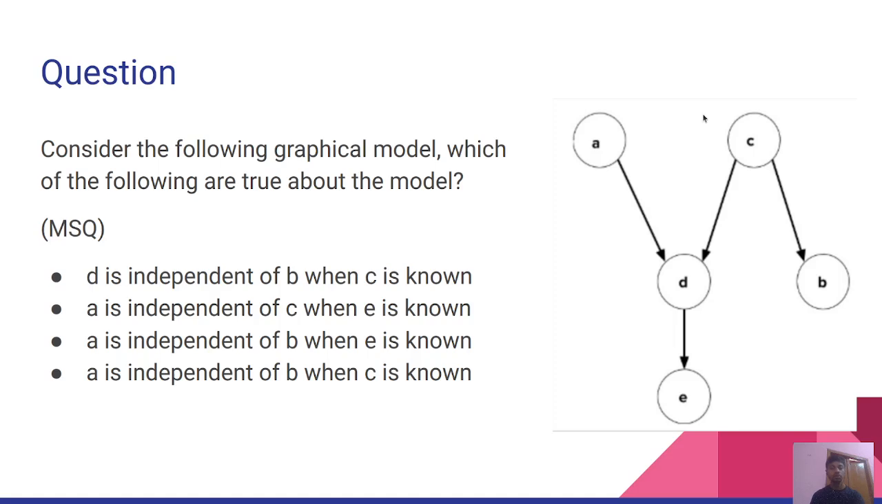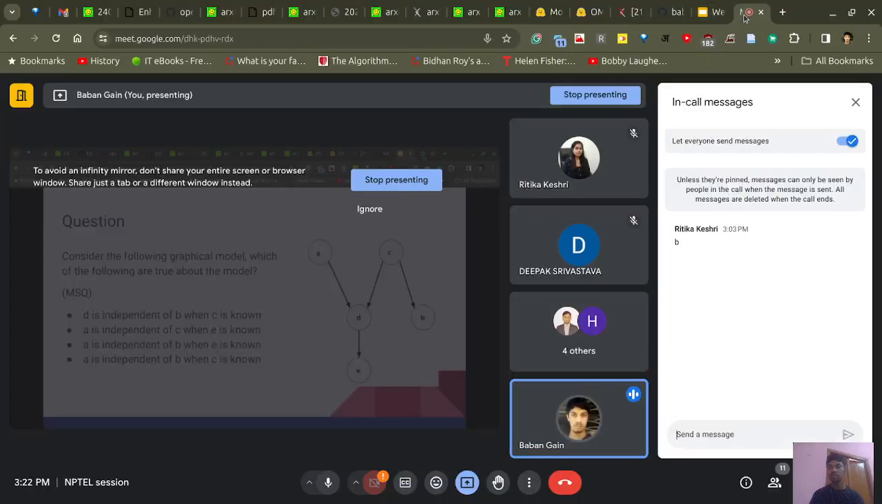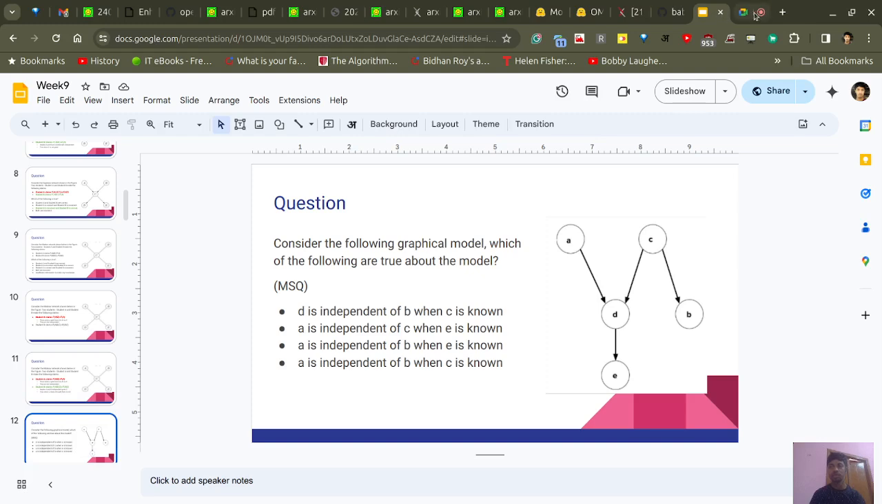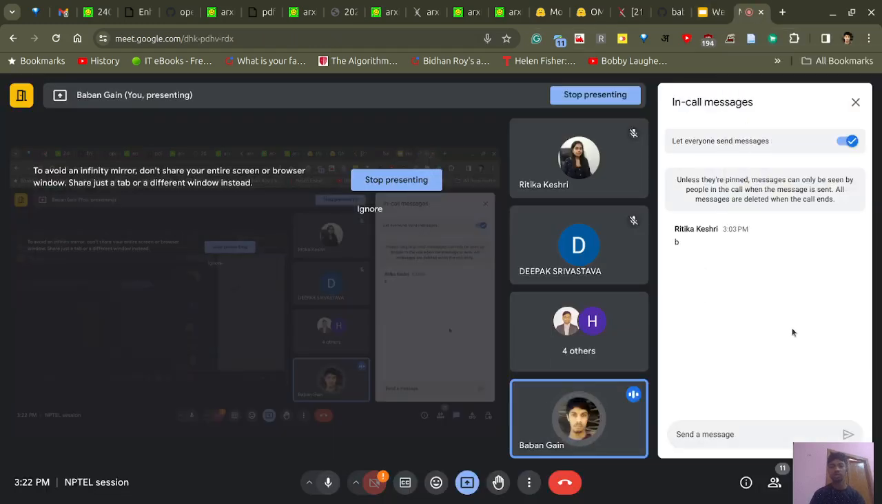Other journalists are also encouraged to participate in the discussion. You can unmute yourself and also write in the chat box.